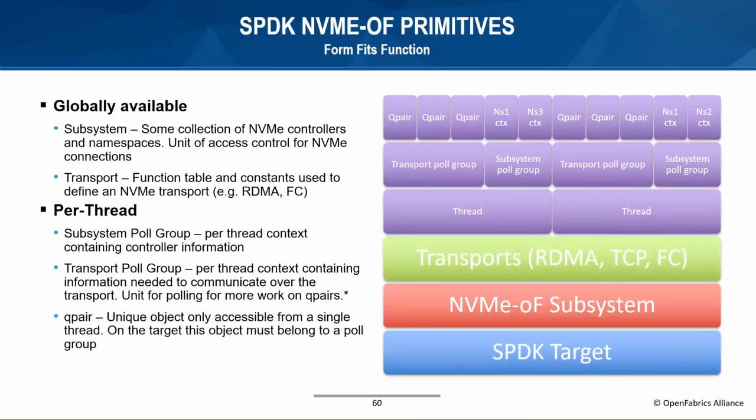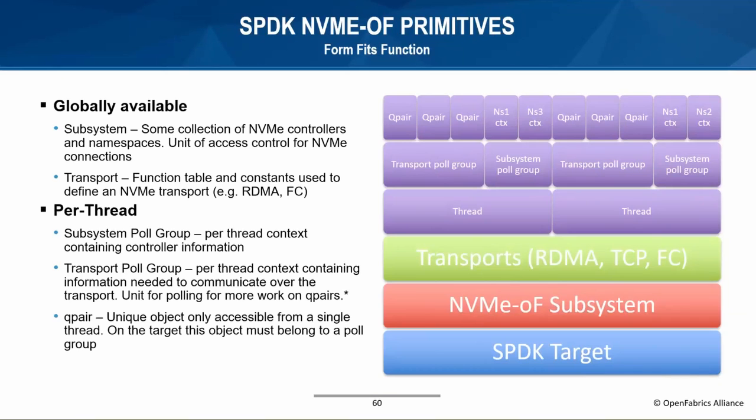The key takeaway here is that the form of these primitives really fits with the function of the target itself. There are 2 subsets of these primitives. The first one is globally available primitives. And these are going to be primitives that are accessible from every thread and core within the SPDK application itself.